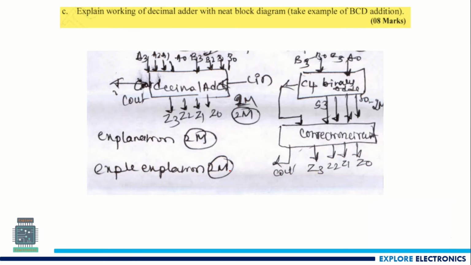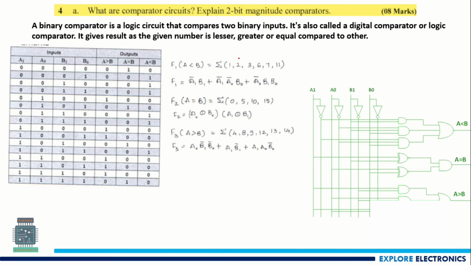Explain working of decimal adder with neat block diagram. Take the example of BCD addition. They have given it here, you need to take BCD addition as the example. Take BCD adder as the example and write this question since they have mentioned it. Otherwise you can take any adder for adding decimal numbers and write that.